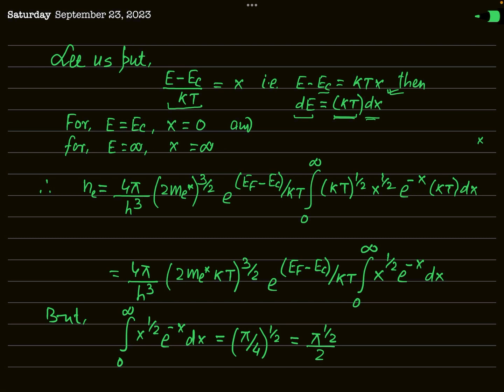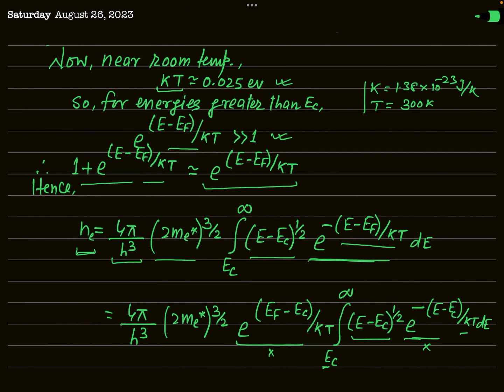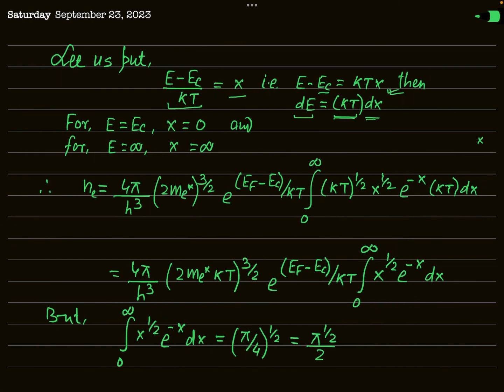Okay. Now check the limit. What will be the limits of the integration when you have used this new variable x? Okay, so let us see. When E is equal to EC, then what will be x? You can see, if E is equal to EC, then E minus EC will be 0. So 0 will be equal to KT times x, and therefore you can say that x is 0. So for the limit E equal to EC, you have to write x equal to 0.